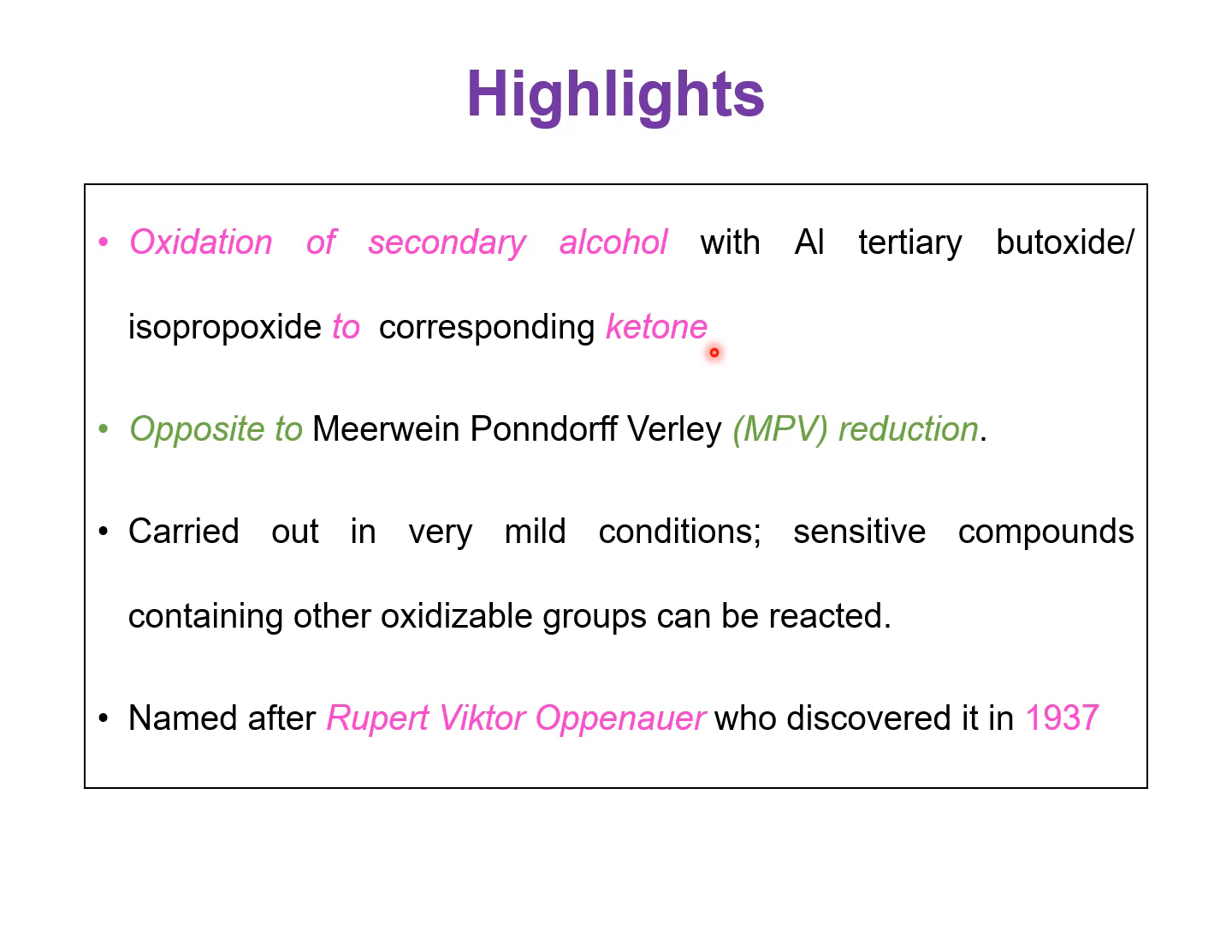This reaction is exactly opposite and considered as a reverse of MPV reduction. Because this reaction is carried out in very mild conditions, even sensitive compounds wherein there are a lot of other oxidizable groups, this reaction works well in case of secondary alcohols. This reaction was named after Rupert Oppenauer, who discovered this in 1937. So let's see.